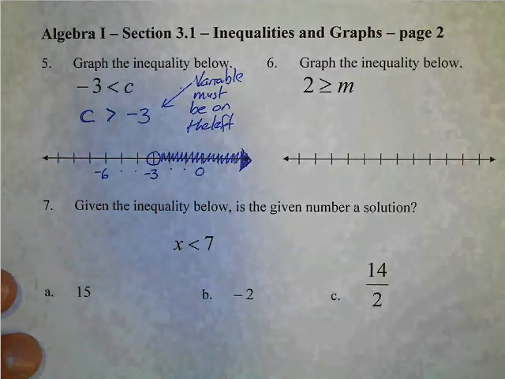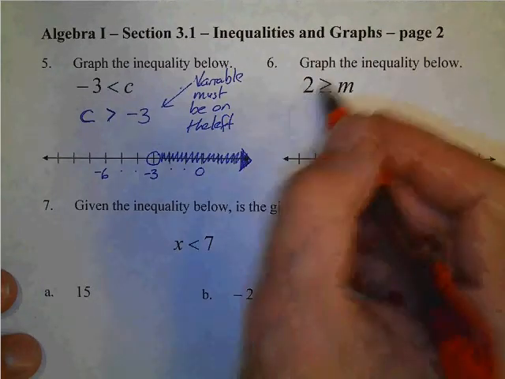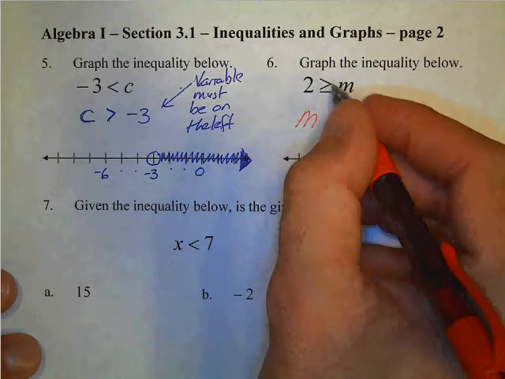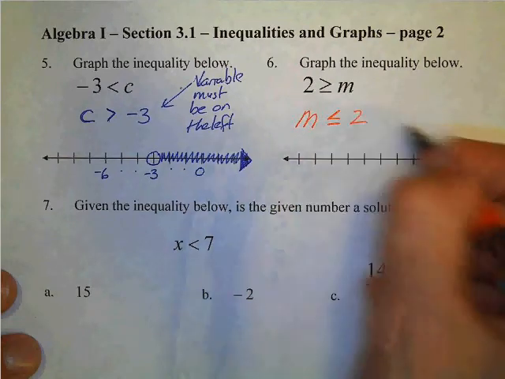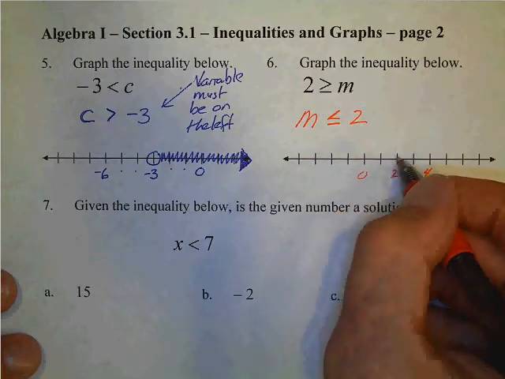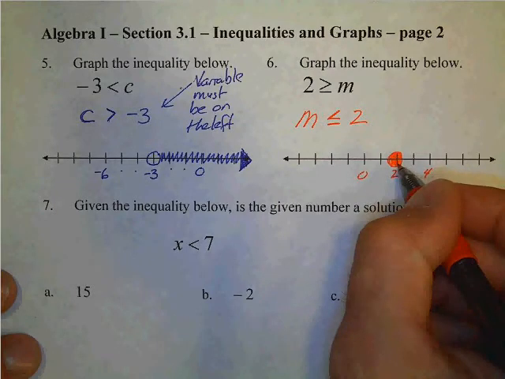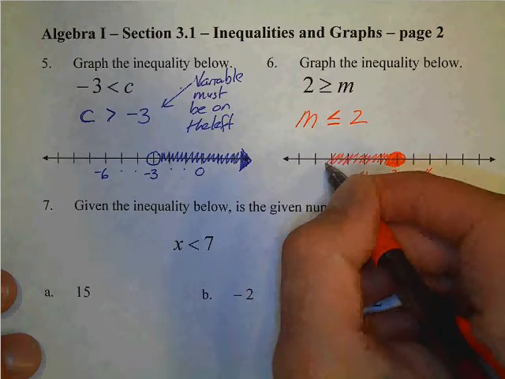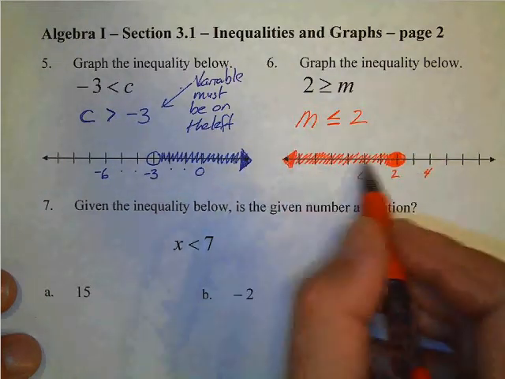Okay, let's look at number 6. Number 6, once again, is written in the wrong order, so let's read that backwards. M is smaller on that side, so M is less than or equal to 2. Here's my 2 on the graph. There's 4, there's 0. So I put a circle at 2. I shade it in because it's equal to, and then I shade in the direction of the inequality, everything that's less than 2.